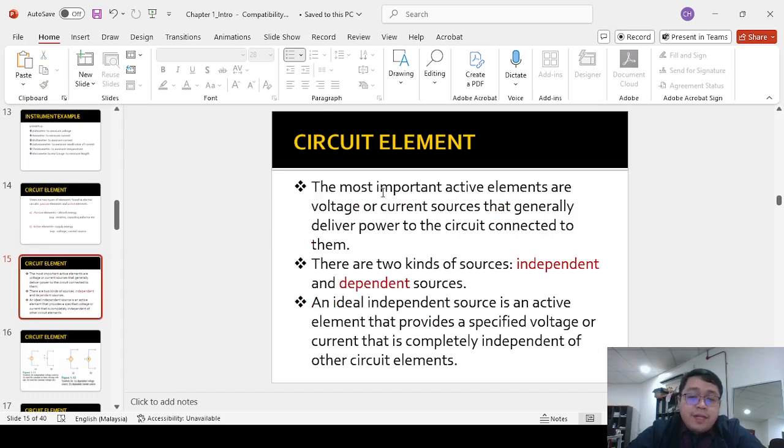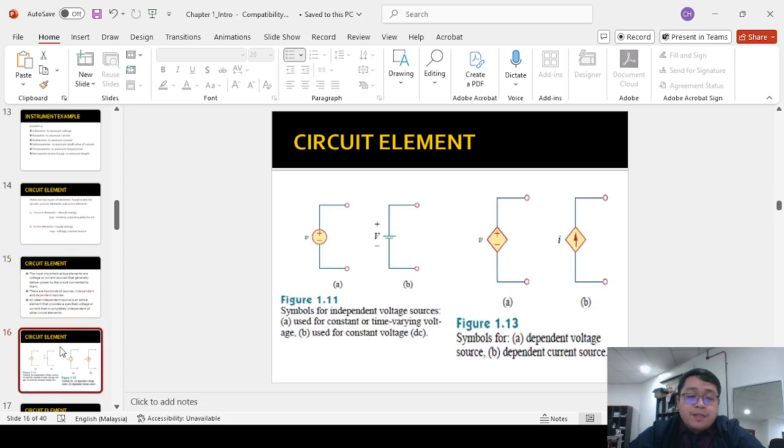So the most important active elements are voltage and current sources that generally deliver power to the circuit connected to them. There are two kinds of sources, independent and dependent sources. An ideal independent source is an active element that provides a specific voltage or current that is completely independent of other circuit elements. Okay, so here are a few examples of independent and dependent sources.